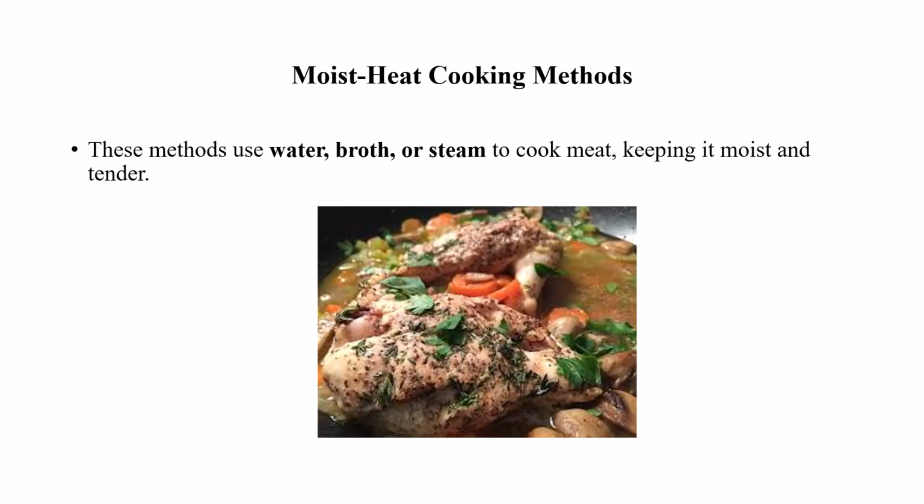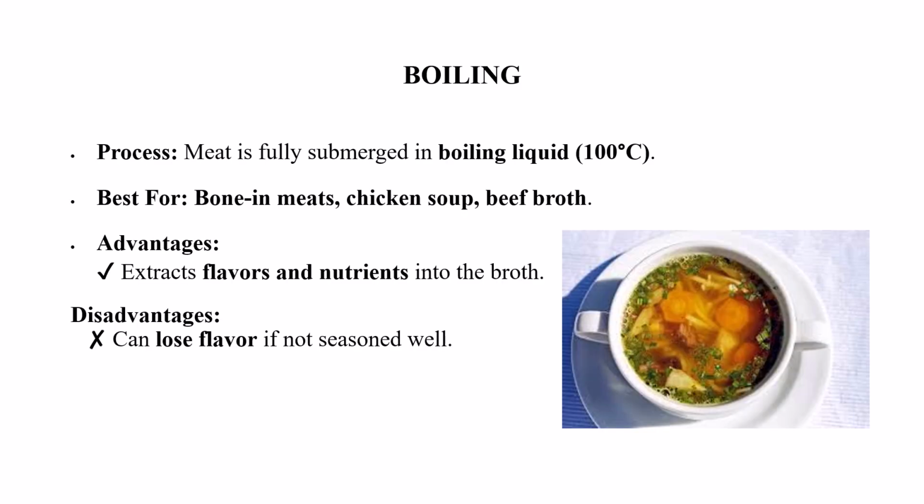Here come the second most used cooking methods, which are moist heat cooking methods. Now let's discuss the moist heat cooking methods, which use liquid to keep meat tender and juicy. Boiling. Meat is fully submerged in boiling liquid at about 100 degrees Celsius. Best for bone-in meats, soup and broth. Extracts flavor into the liquid but may lose taste if not seasoned well.